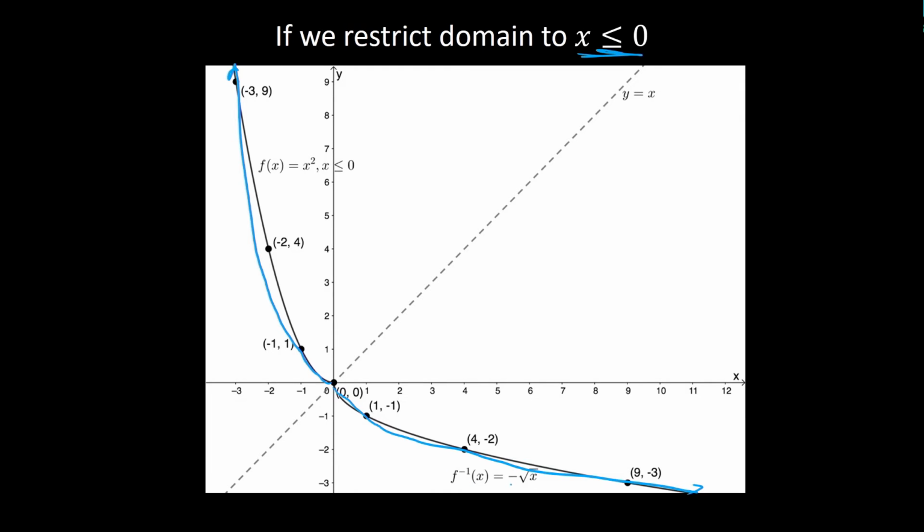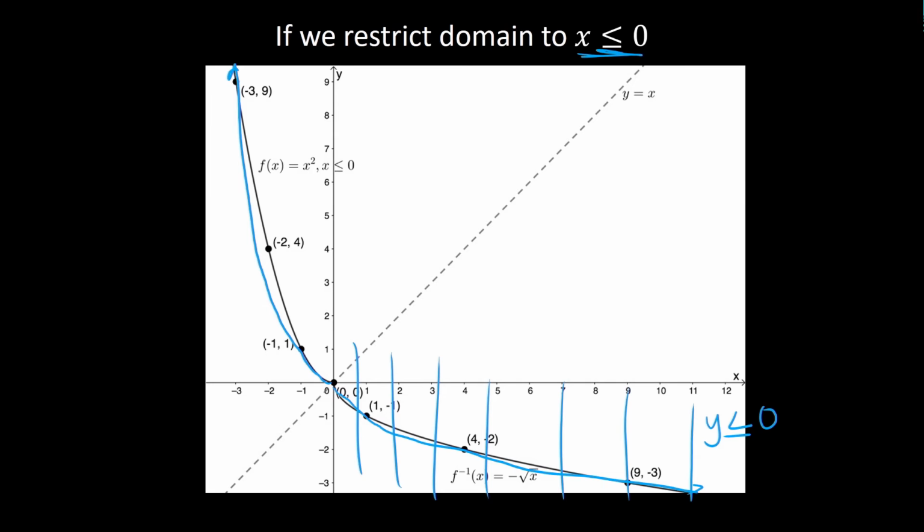The inverse graph is now just the negative values of the square root of x. And if I did a vertical line test on this inverse function, you can see the vertical line will only cut it at one point, and therefore the inverse function is now a function. So by restricting the original domain to x is less than or equal to 0, the range of your inverse graph will now become y is less than or equal to 0.